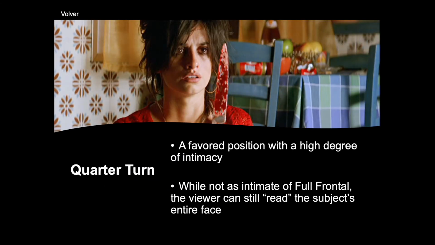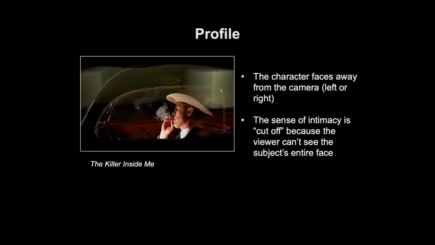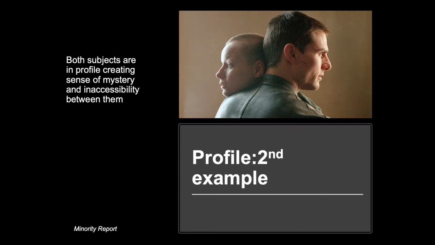Quarter turn. A favored position with a high degree of intimacy. While not as intimate as full frontal, the viewer can still read the subject's entire face. Profile. The character faces away from the camera, left or right. The sense of intimacy is cut off because the viewer can't see the subject's entire face. Profile 2. Both subjects are in profile, creating a sense of mystery and inaccessibility between them.